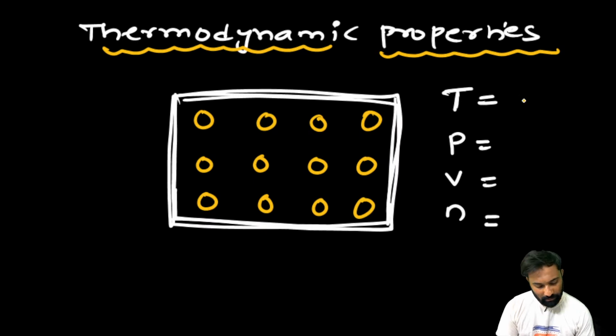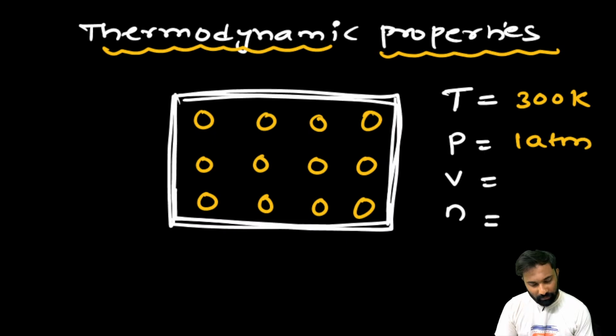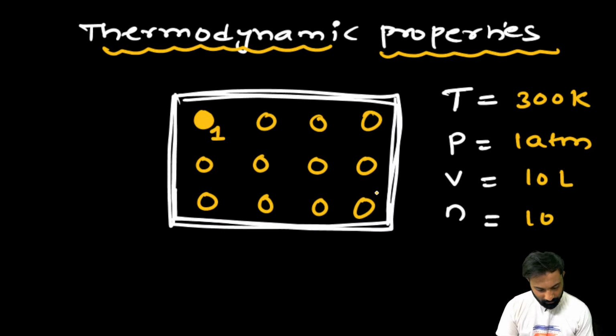Arbitrarily I am fixing. Let's suppose this system's temperature is 300 Kelvin, and the pressure I take is 1 atm. Done. And the volume of this container I take as 10 liters, and the number of moles also I take as 10 moles. Done. Now let's suppose the gas which is at the corner, I call it gas number 1, and arbitrarily I call this gas number 2.